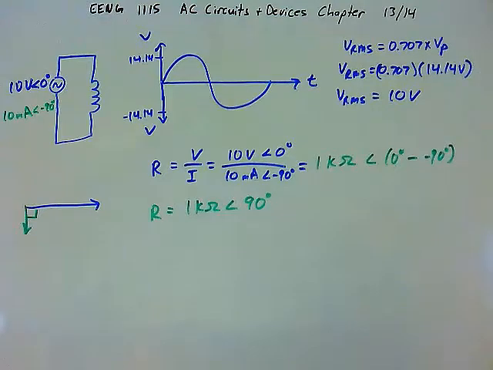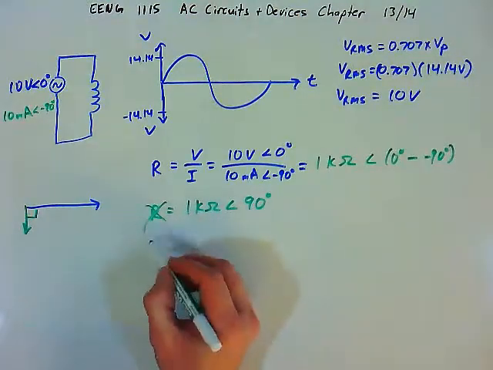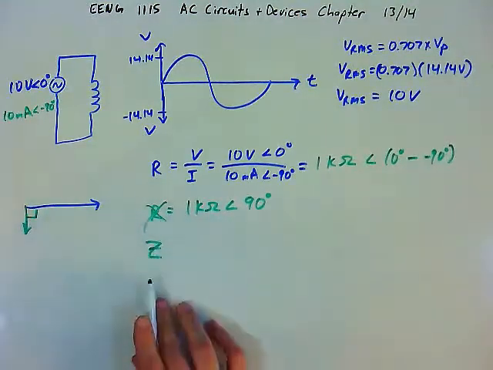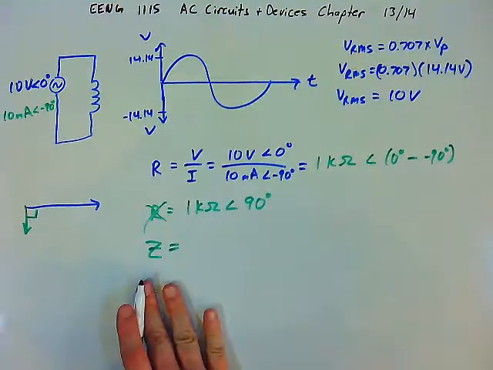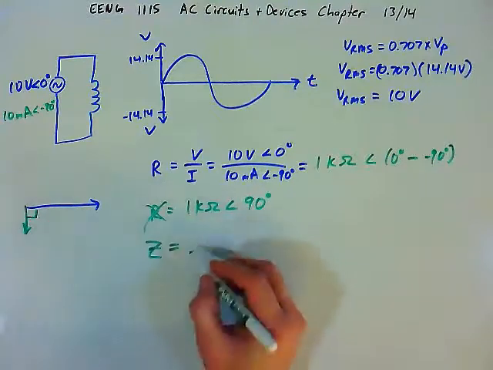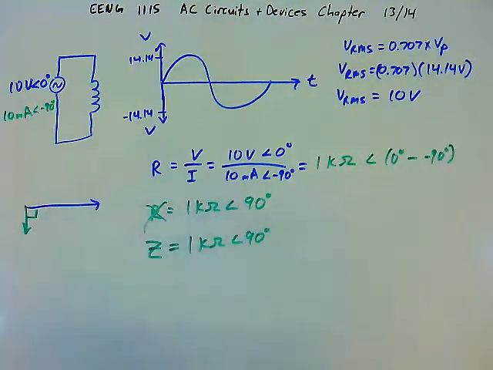And the inductor doesn't actually offer resistance, right? Resistors offer resistance. Inductors resist the change in current. And so to call this the resistance is not actually an accurate term. We actually call this the impedance, right? So we're not going to call this resistance, we're going to call this impedance, and we label that with a Z instead of an R. The impedance of this particular circuit must be 1 kilo ohm at 90 degrees. And we figured that out just by using Ohm's law.